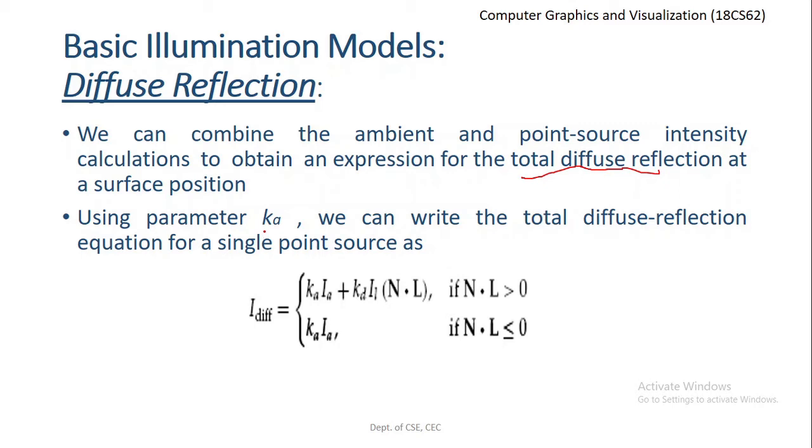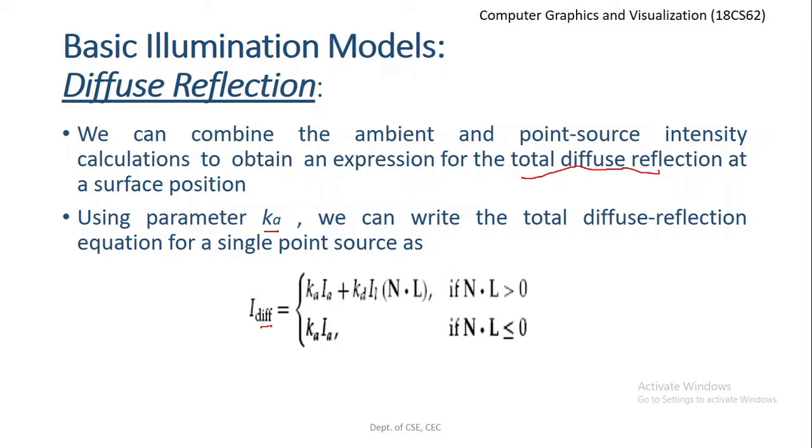Now, using a parameter Ka, which is basically the ambient reflection coefficient. Remember, we have a parameter called the ambient reflection coefficient, which contributes to the reflections for a given ambient light. It is irrespective of the viewing angle, but maybe depending upon the optical properties of a given surface, right? Using the ambient reflection coefficient Ka, we can write the total diffuse reflection equation for a single point source as follows.